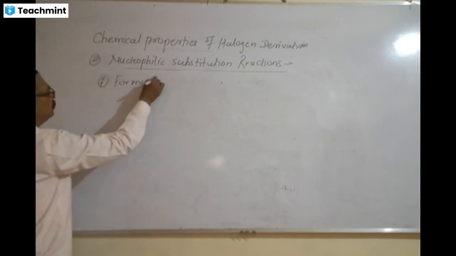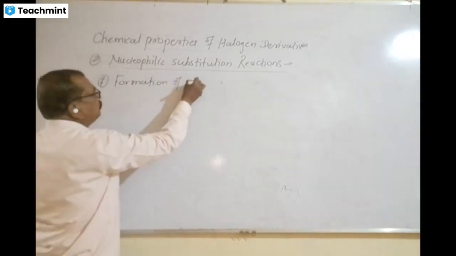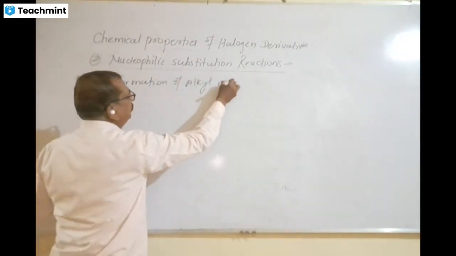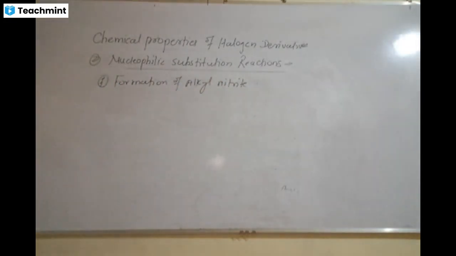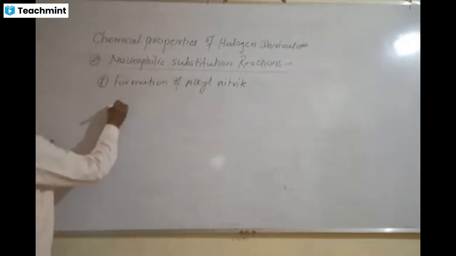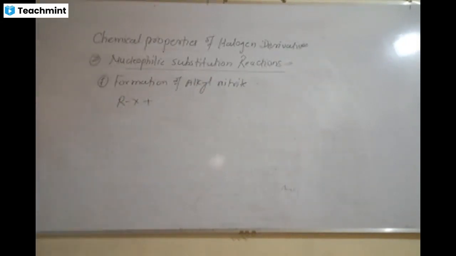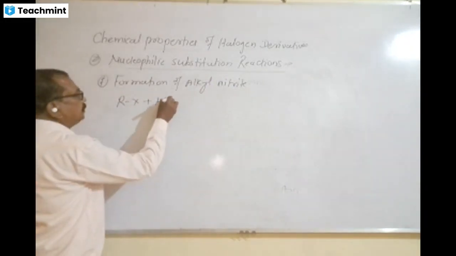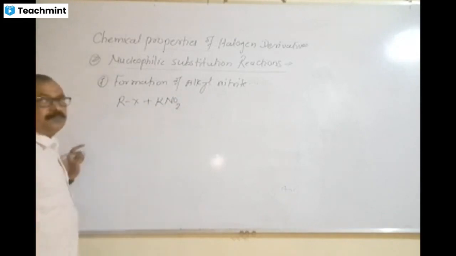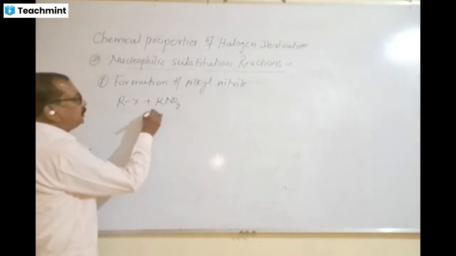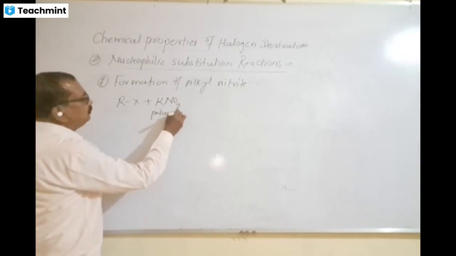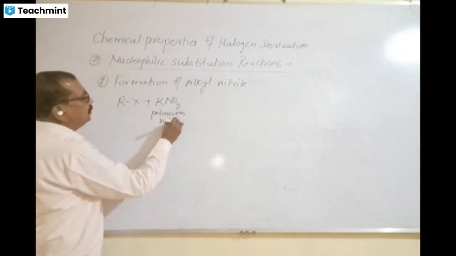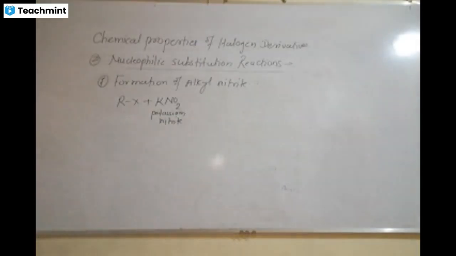Formation of alkyl nitrite. When alkyl halides are treated with potassium nitrite, KNO2. Name of this reagent: here K, that is potassium, is present, and the NO2 group, that is a nitrite. Potassium nitrite.